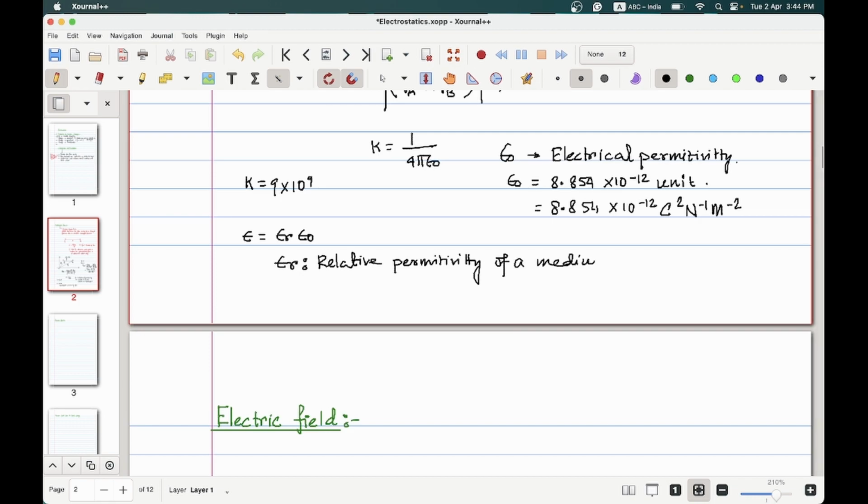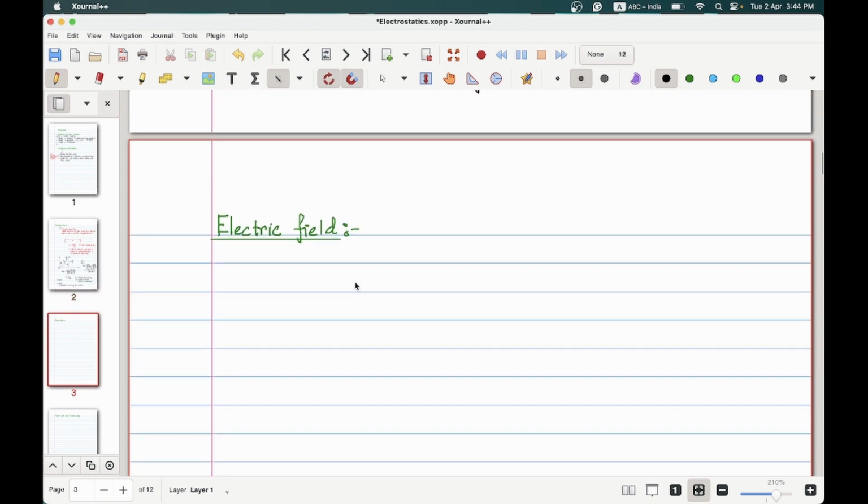So electric force is basically medium dependent. Okay, so electric field. Electric field is defined as the force per unit charge.